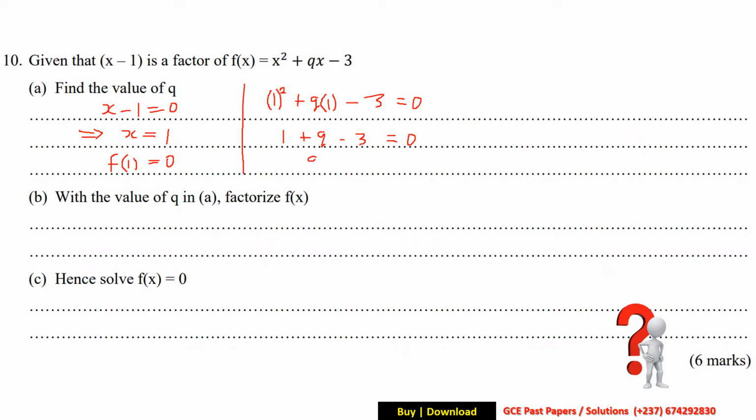Alright, so now we are left on the left hand side with q. We carry minus 3 to the right hand side, it becomes plus 3. So we now have 3 minus 1. And what's 3 minus 1? 3 minus 1 is 2, right? So our q is equal to 2. That's the value of q.